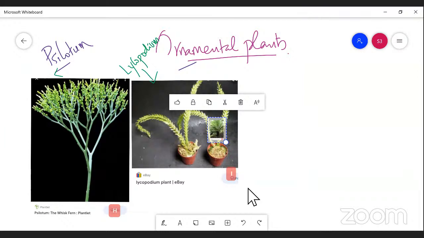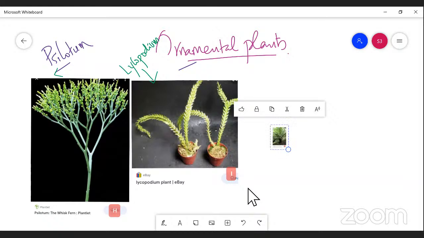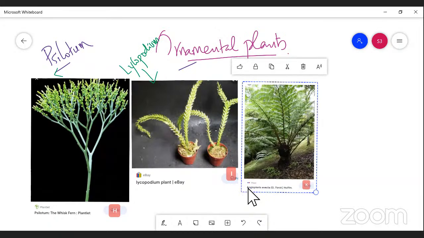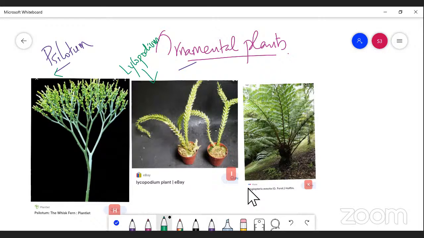It is also grown for ornamental purpose, right? What do you mean by ornamental plants? The plants are grown for decorative purpose in the garden, for food, decoration, etc. This is also Asparagus, not Selaginella. It shows a resemblance to Selaginella, but it's not a Selaginella.